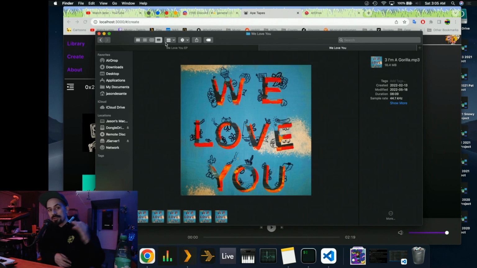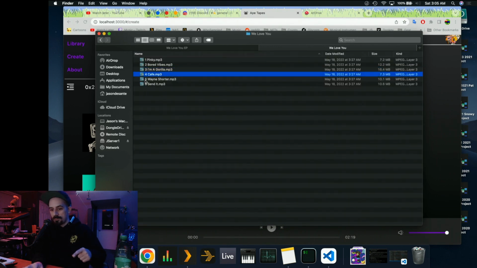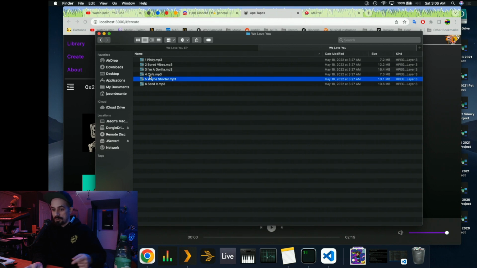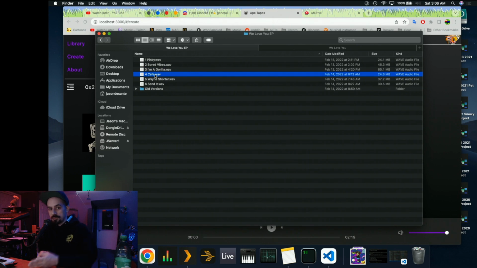We want the MP3 to be as low quality, like not quality, as low of a size of a file as possible. So we don't want the picture in there because the picture is going to be inside the metadata. So don't do that with the MP3. If you can make the MP3 not have a picture, you know, just downsample the wave to the MP3.